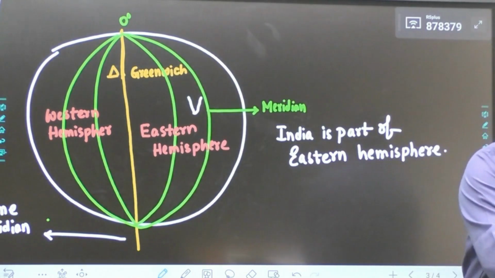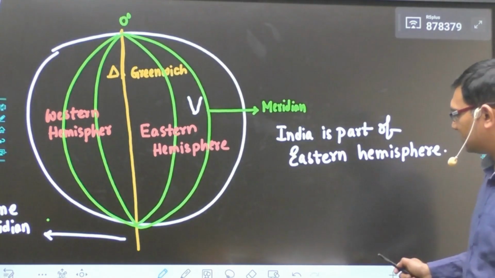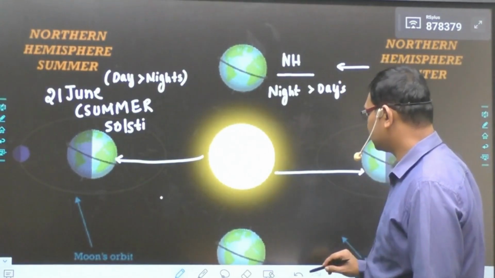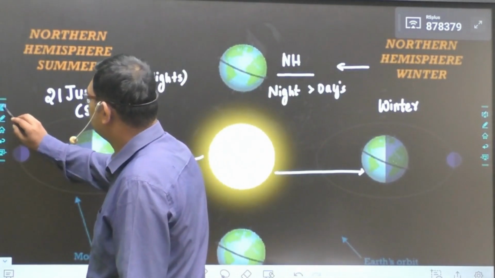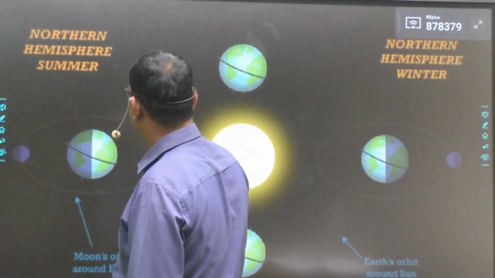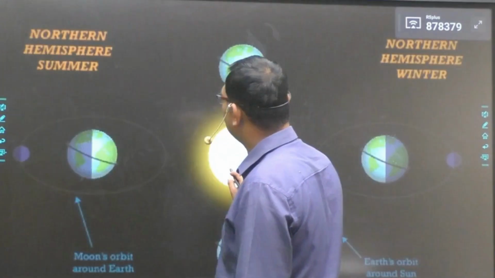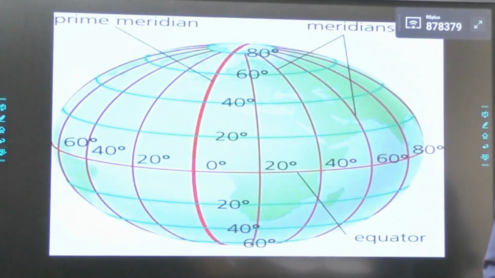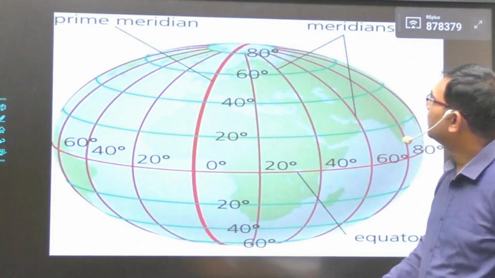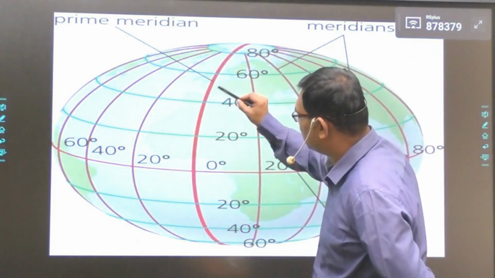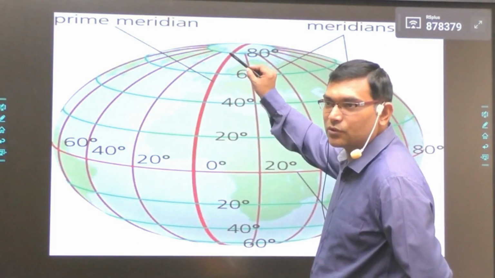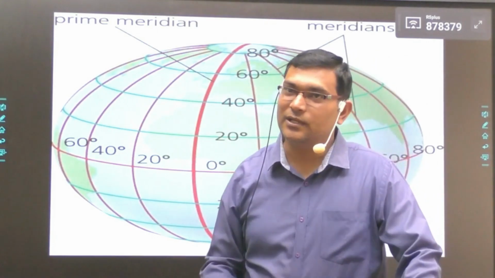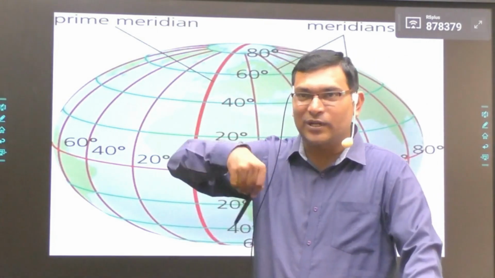If you look at the map of India, you see, these are longitudes and latitudes. You see, this is the prime meridian. If you look at the prime meridian here, this is your 0. Then it is 180 degree. It has to rotate, you know.